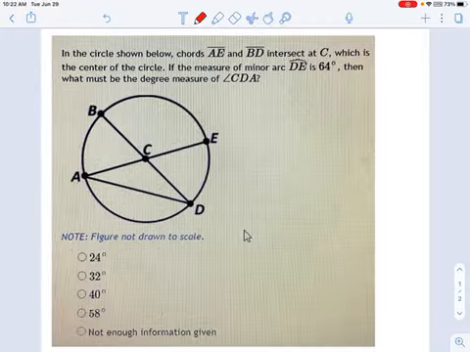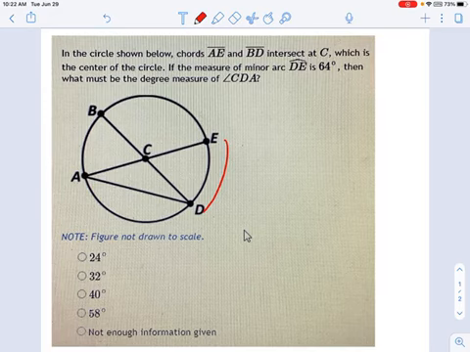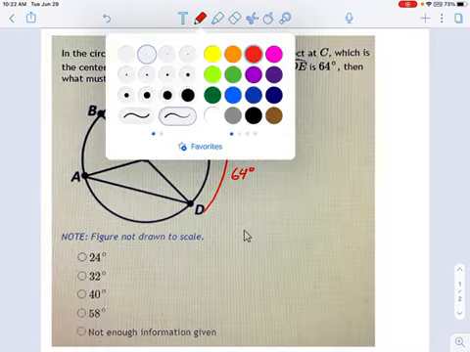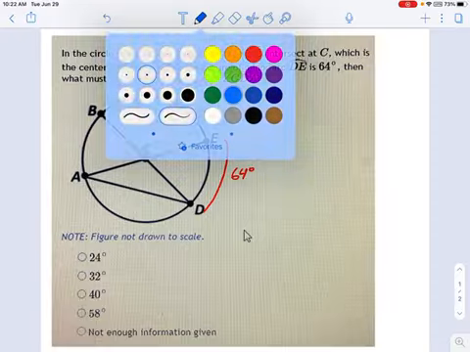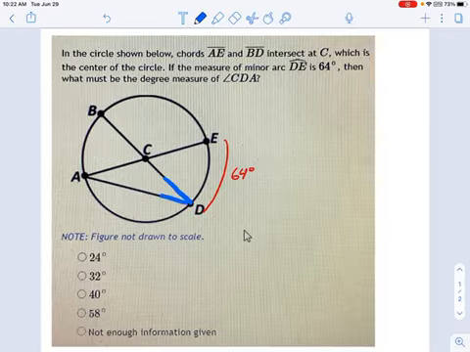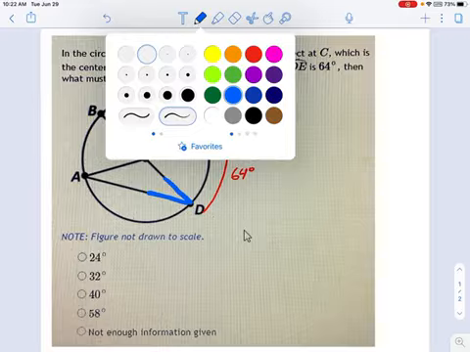And we're also told that DE is a minor arc, right? That's what this means. Minor arc DE is 64 degrees. So we're given that right there. And we're asked for CDA. So I always like drawing things on the picture that I'm given, just to make sure I understand what I'm working with. CDA is this angle right here. And I'm told we need to figure that out. So let's start working with this.